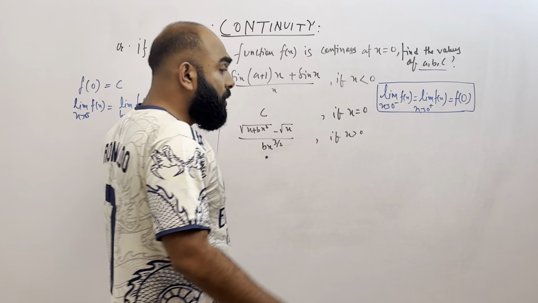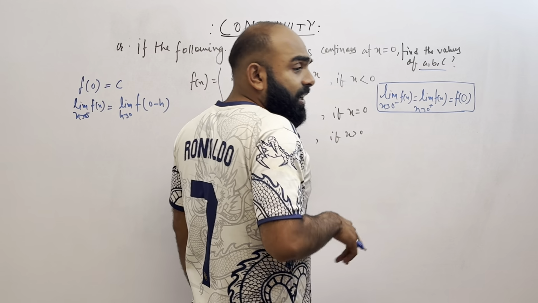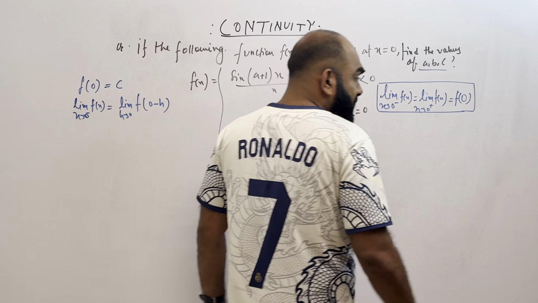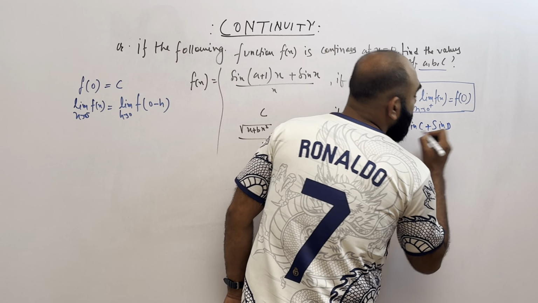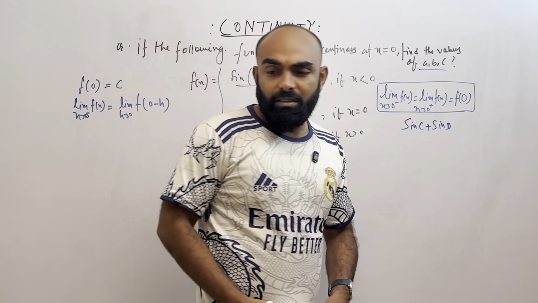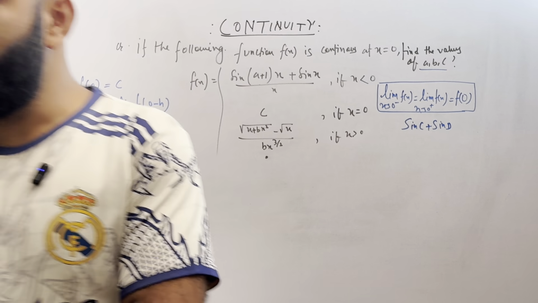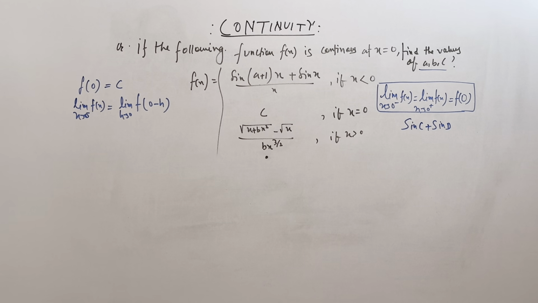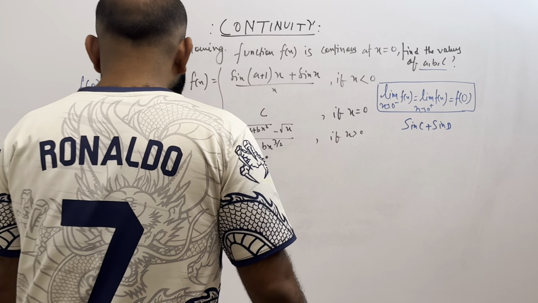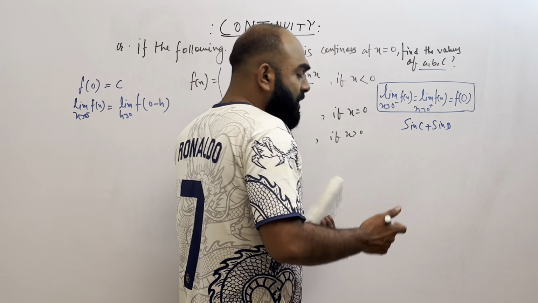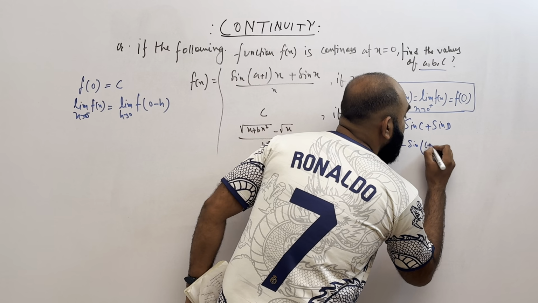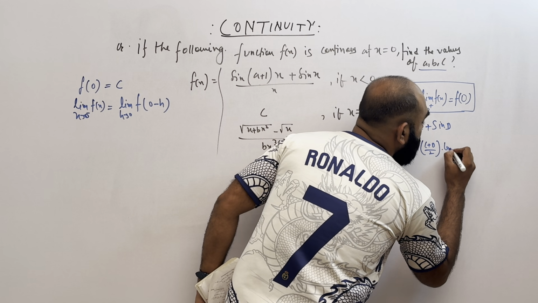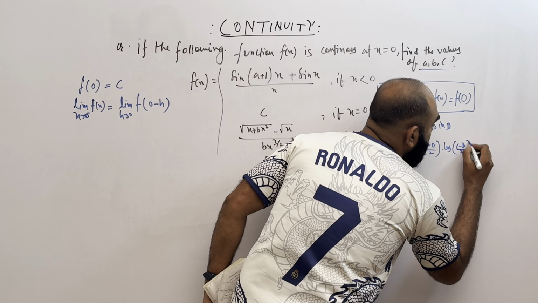Now I just want to ask one formula. Tell me, what is sine c plus sine d? Sir, I don't know that formula. Write: 2 sine of (c plus d) by 2 into cos of (c minus d) by 2. Can you repeat again? 2 sine of (c plus d) by 2 into cos of (c minus d) by 2.